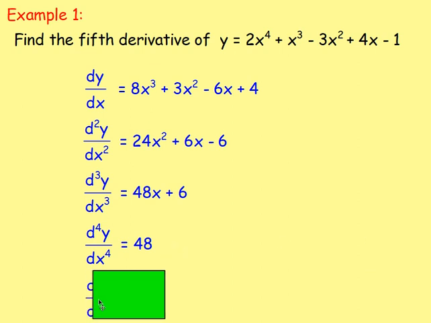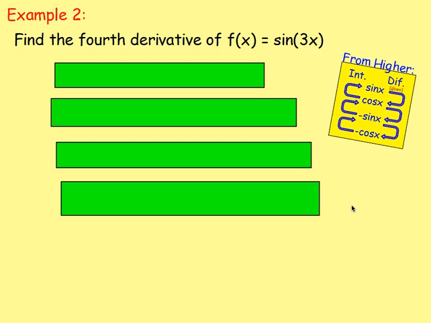Fifth derivative then, d5y by dx to the power of 5, differentiate 48 with respect to x, and that would just go to 0. So the fifth derivative just works out to be 0. Example 2, find the fourth derivative of f of x equals sine 3x.